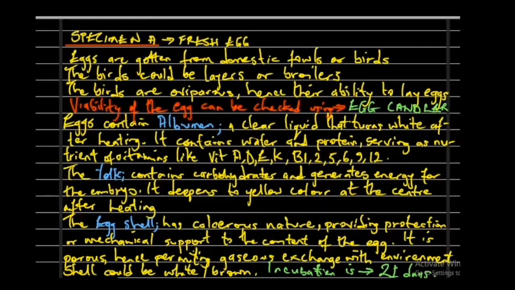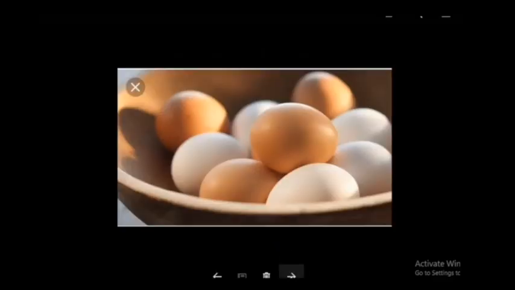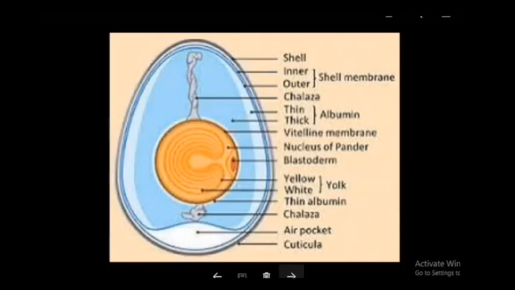So these are pictures. This is what the fresh egg looks like. This is a fresh egg that has a brown shell, with the shell intact. So you can see I said that it could be white in color or brown in color. Now looking at the inner content, this is how the inner content of the egg looks.